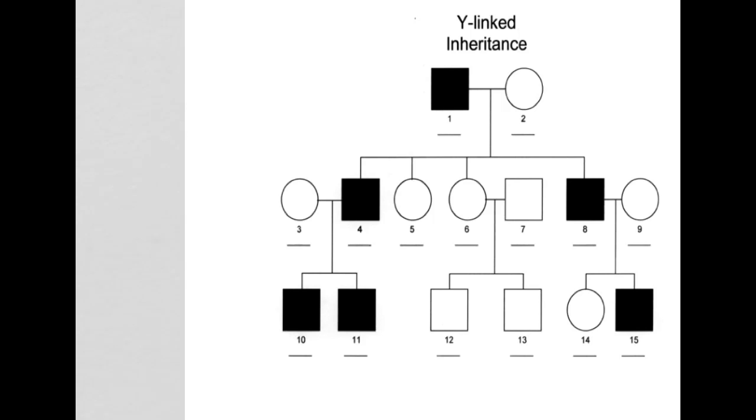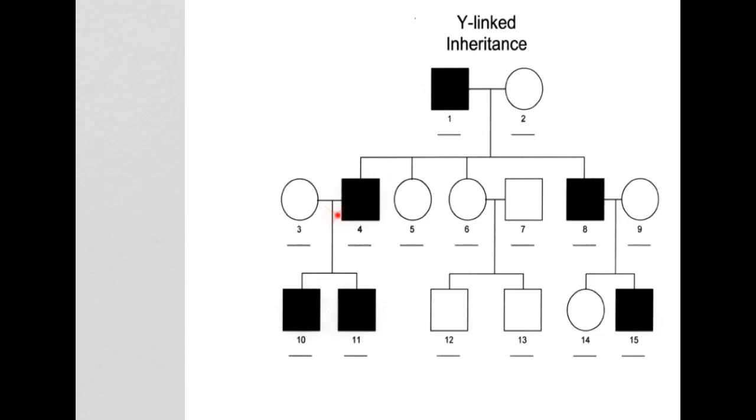Okay, so let's look at this pedigree that's demonstrating the Y-linked inheritance pattern. Now this is probably going to be the easiest inheritance pattern to visualize on a pedigree because the only affected individuals you can have are going to be males. This means if you see even one affected female in the pedigree, it cannot be Y-linked inheritance.